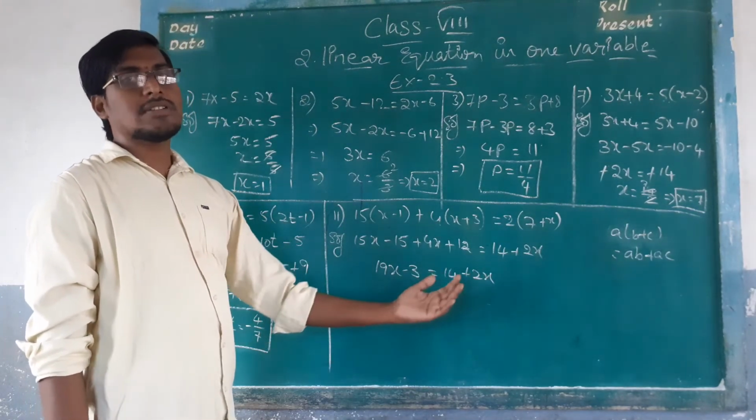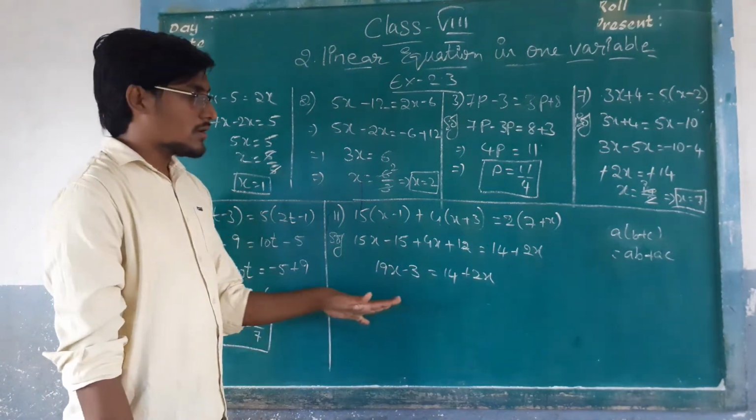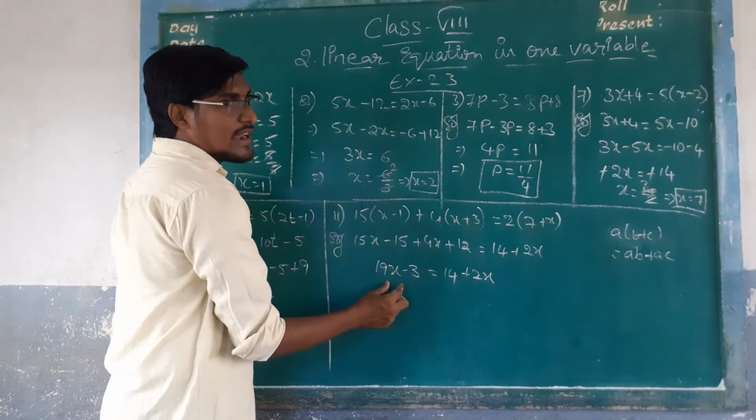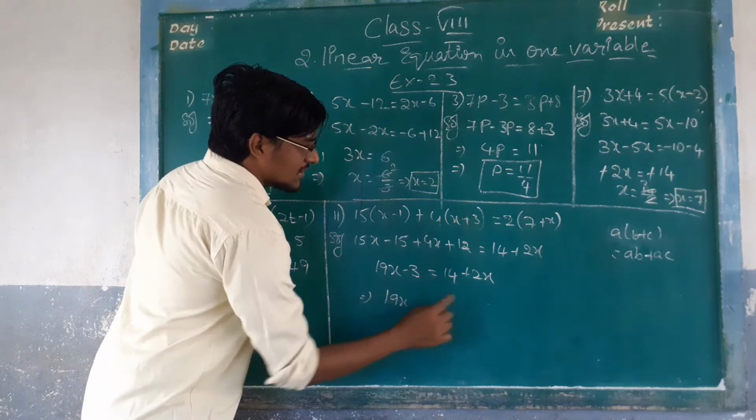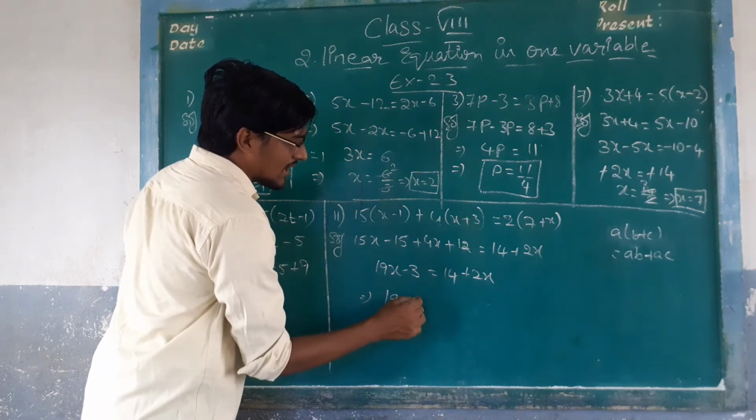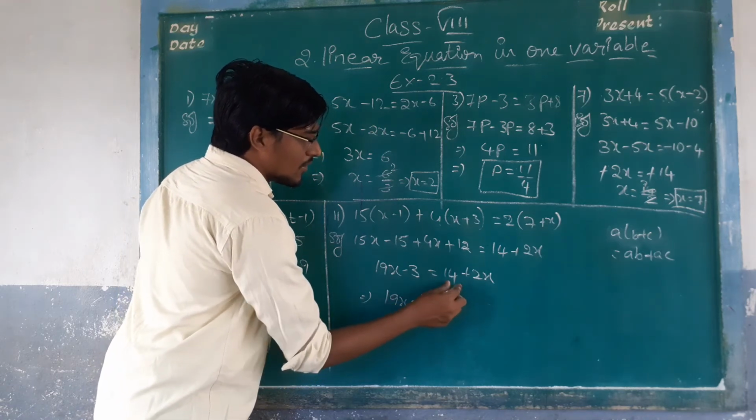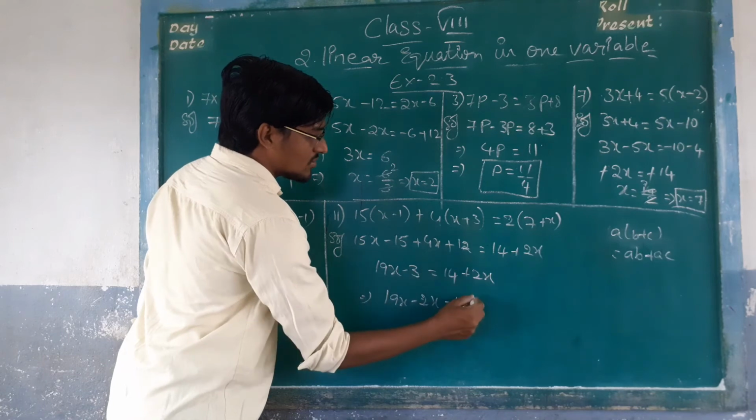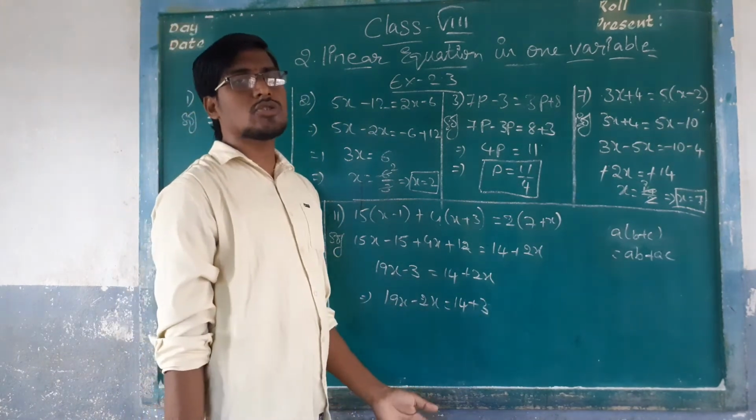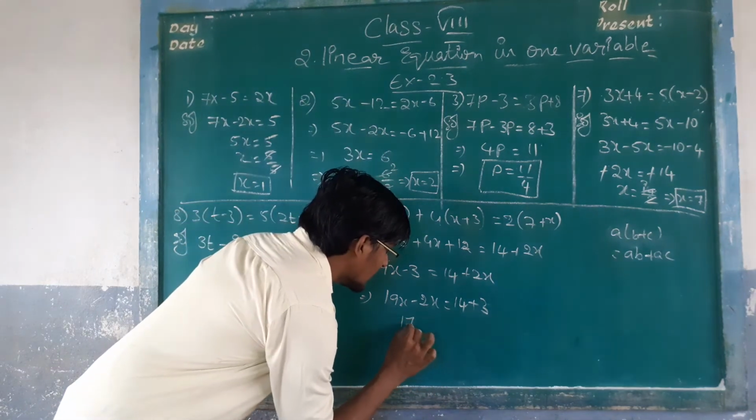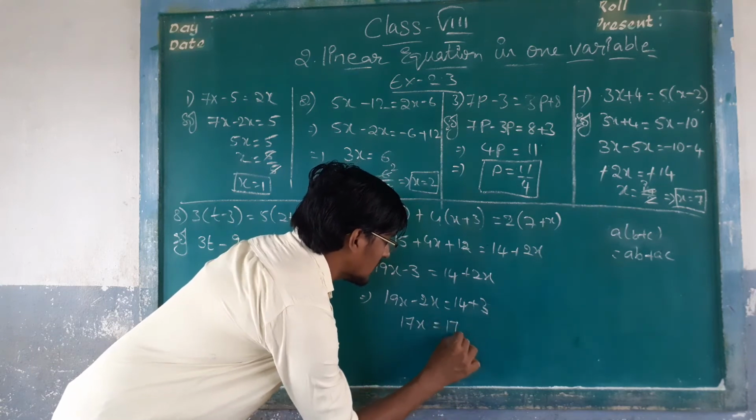Take the variables on the left hand side and the constants on the right hand side. So what will happen? This 2x moves to the right hand side and the minus 3 moves to the right hand side. So 19x, this plus 2x comes to the left hand side, it will become minus 2x, equal to 14. Minus 3 moves to the right hand side, it will become plus 3. 19 minus 2 is 17. 17x equal to 14 plus 3, that equals 17.